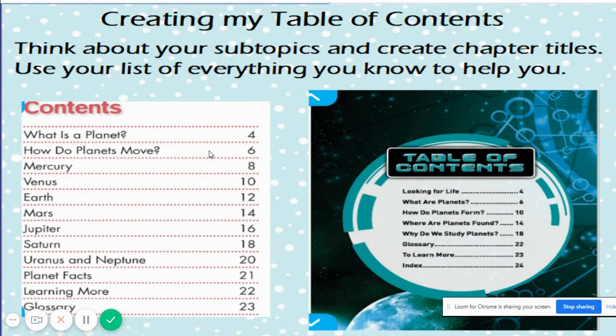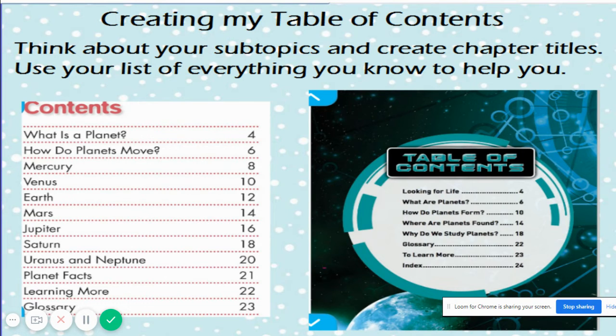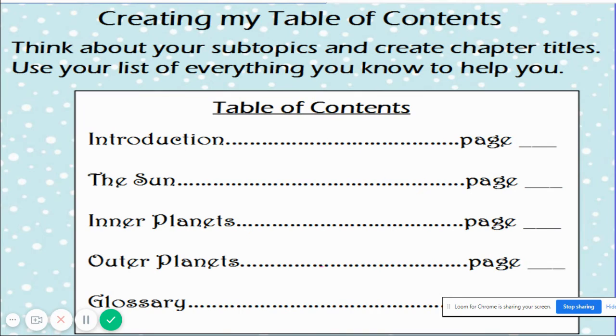But I didn't want to write all these different chapters because I just thought that was a little overwhelming for me. And so I grouped them into smaller categories again. Now this is my table of contents. I kept the introduction because I think that's important and that's part of my check sheet. I included the sun because that's the center of our solar system, and I thought that was an important thing to include. I'm not going to spend a lot on the sun, but I thought it was important. Then I split the planets into two groups: the inner planets and the outer planets. And at the end, I'm going to include a glossary.